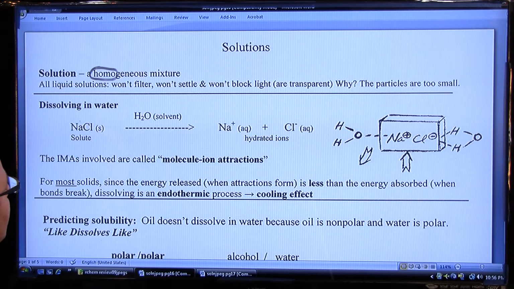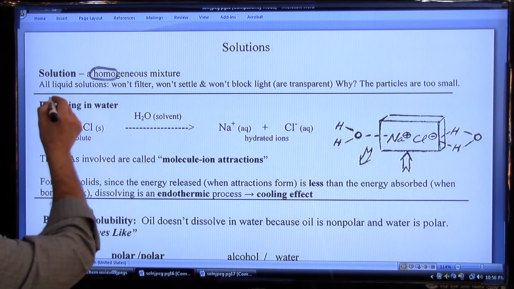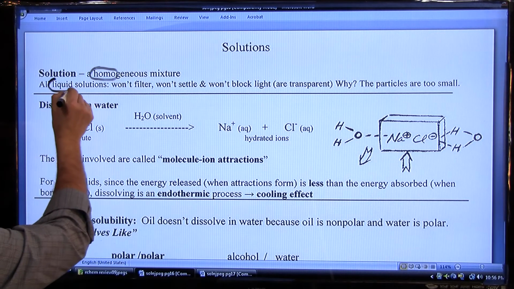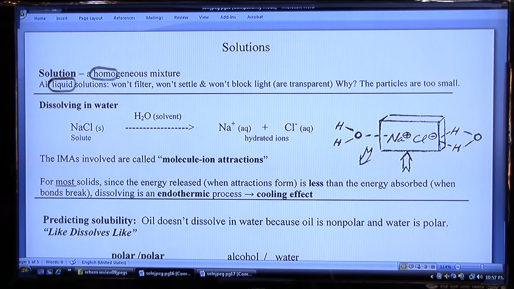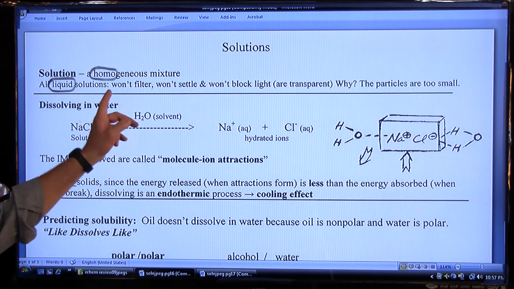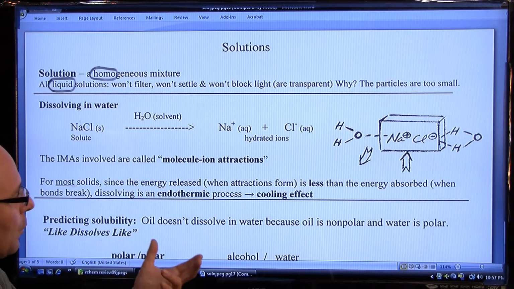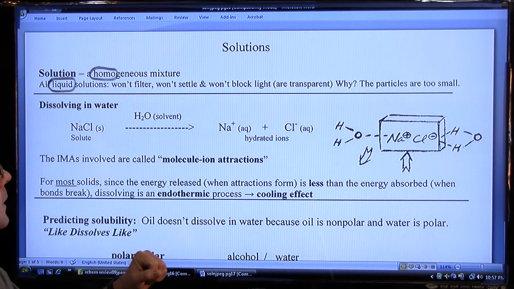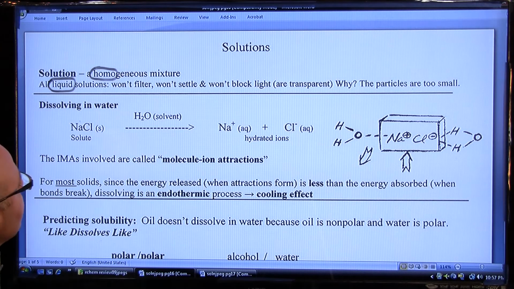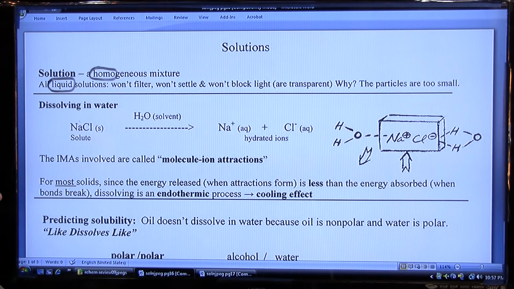The most common solutions in this course are liquid solutions. So let's go over 3 properties that all liquid solutions have in common. They won't filter. For example, when you dissolve salt in water, the salt that's dissolved cannot be filtered out because the particles are just too small. They won't settle. The salt that's dissolved won't settle to the bottom of the test tube.